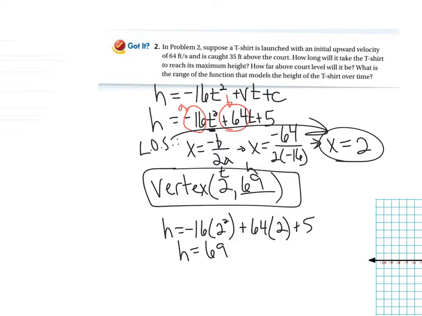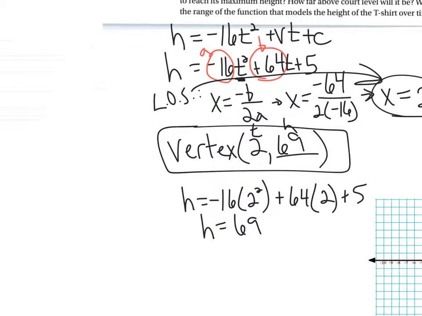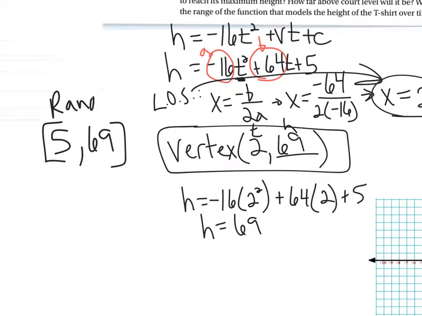It got caught 35 feet above the court when it was coming down. So it started out 5 feet above the court. It went up, hit its maximum, started coming down, and then it never got below 35. So the lowest point it ever was is 5. The highest it ever was is 69. And so if you want to do interval notation, that would be your range for this function.